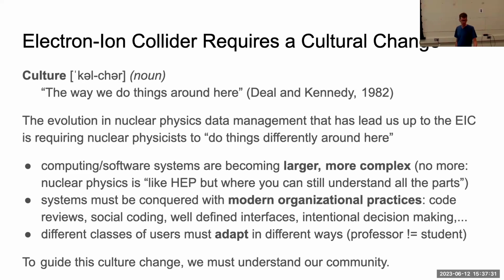That's a little bit of a change in how people are used to handling this in nuclear physics. And of course, different users adapt to this differently. Students are generally well versed in understanding that code has to go through code review. Professors are not necessarily always as used to having their work reviewed in that way, which leads to sometimes a little bit of friction. But this is how EIC is affecting the software development process in nuclear physics.